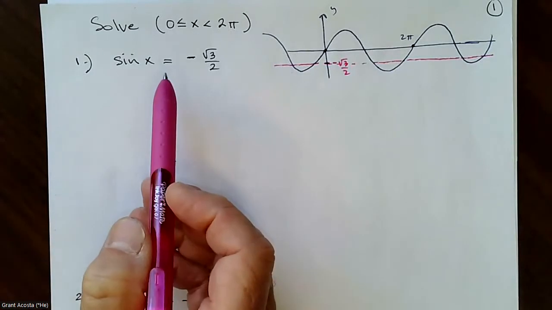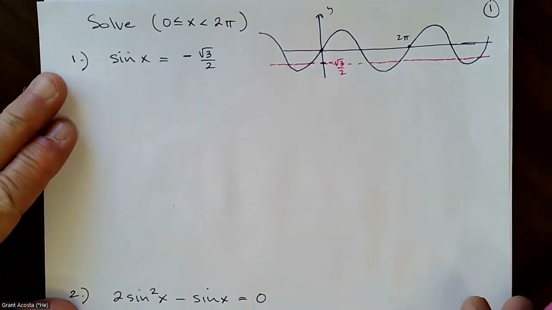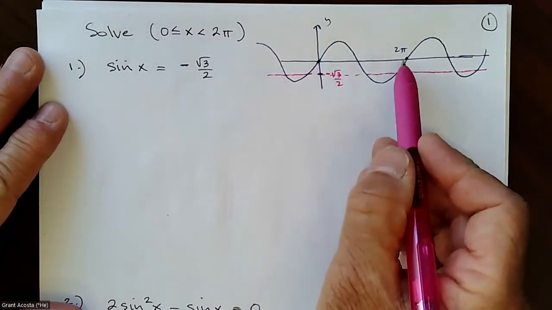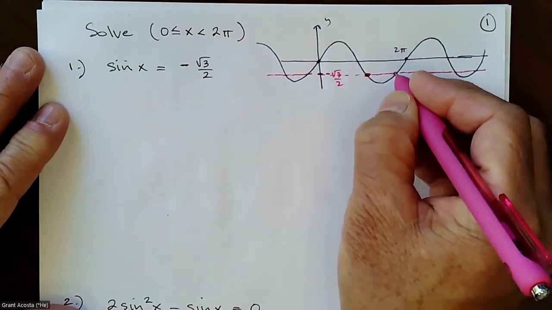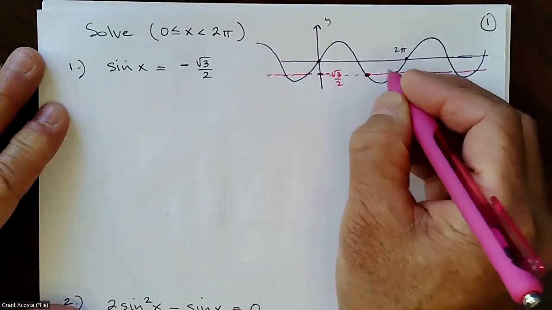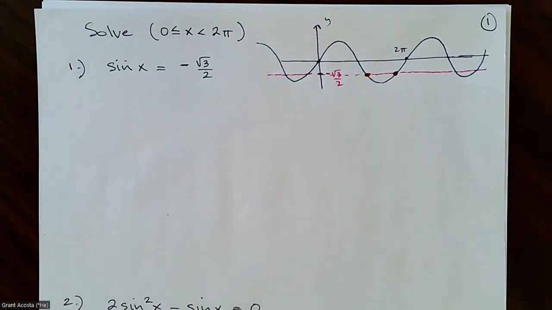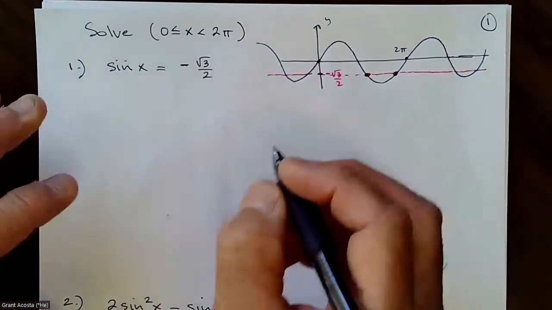So most of the time when you're solving a trig equation, there's actually an infinite number of solutions. So to limit ourselves, what we usually do is just ask for the solutions between 0 and 2 pi, for which you can see there's going to be 2 places where negative root 3 over 2 intersects the graph of y equals sine of x. Now, how do we find those 2 places?